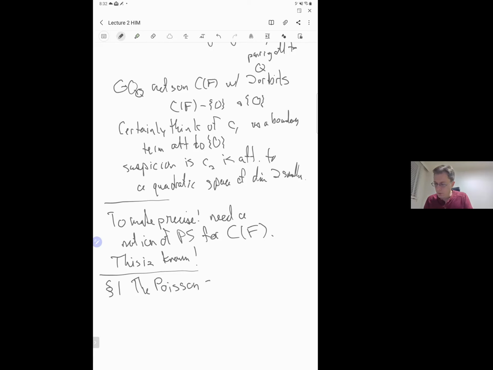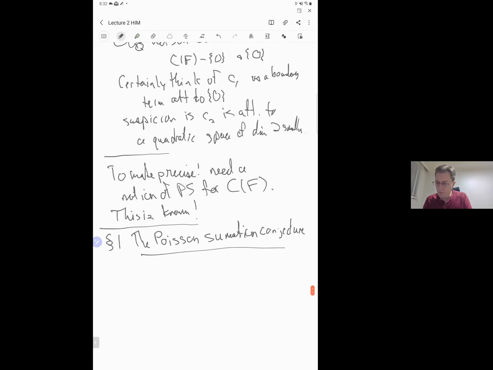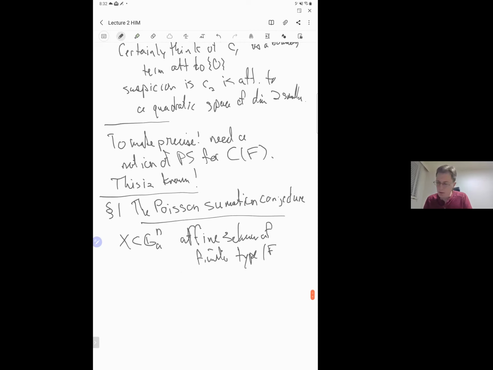So, the Poisson summation conjecture. This is where I'm going to talk about these conjectures. I'm going to give myself an affine scheme of finite type over F, and I'm going to put assumptions on it later. So I'm going to want it to be normal, for example.